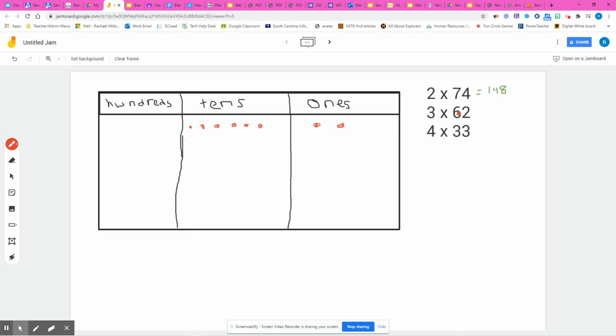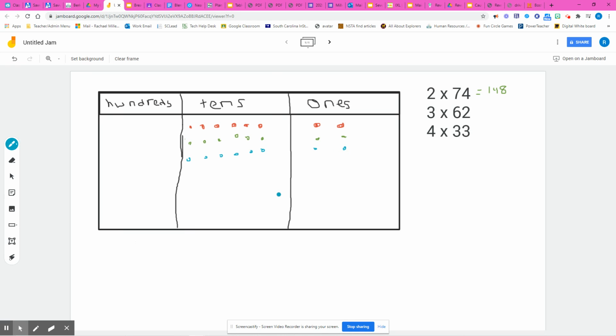Now I am multiplying 62 by 3. So I need 2 more groups of 6 tens and 2 ones. So let's draw my second group. 1, 2, 3, 4, 5, 6, 1, 2, and my third group. 1, 2, 3, 4, 5, 6, 1, 2.